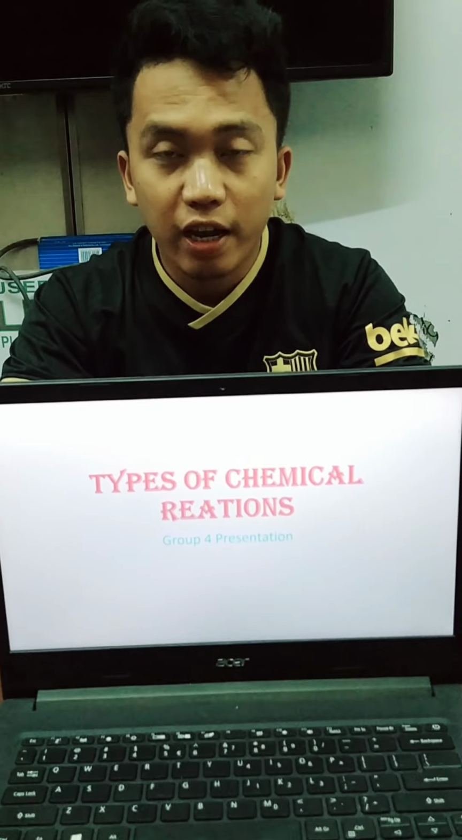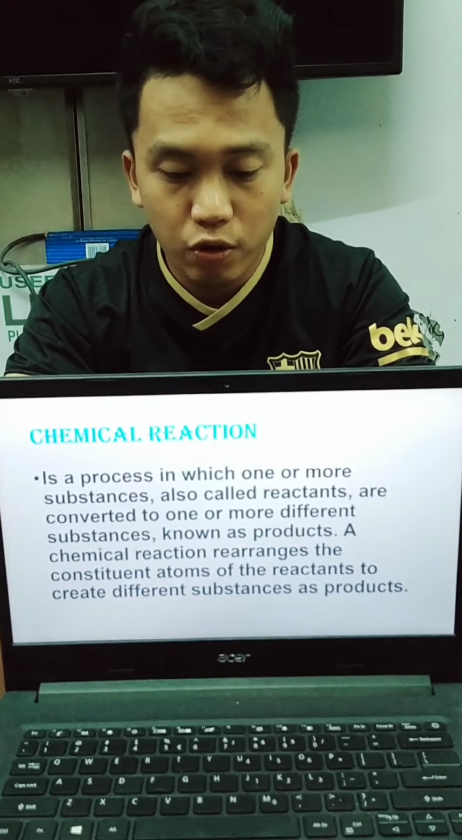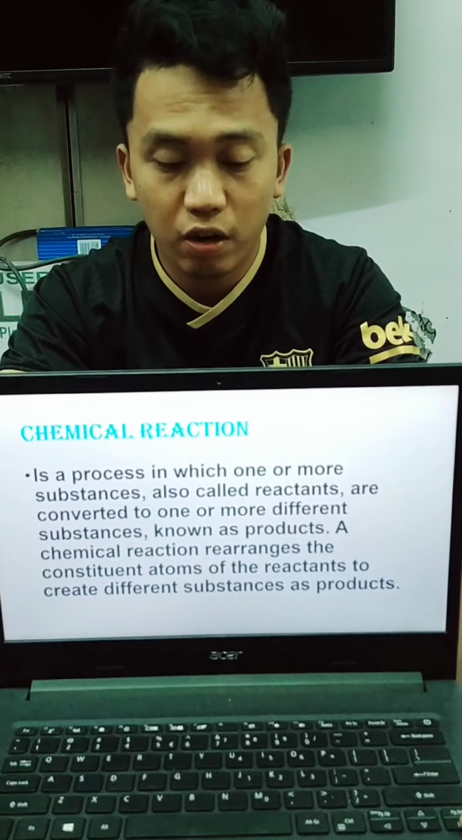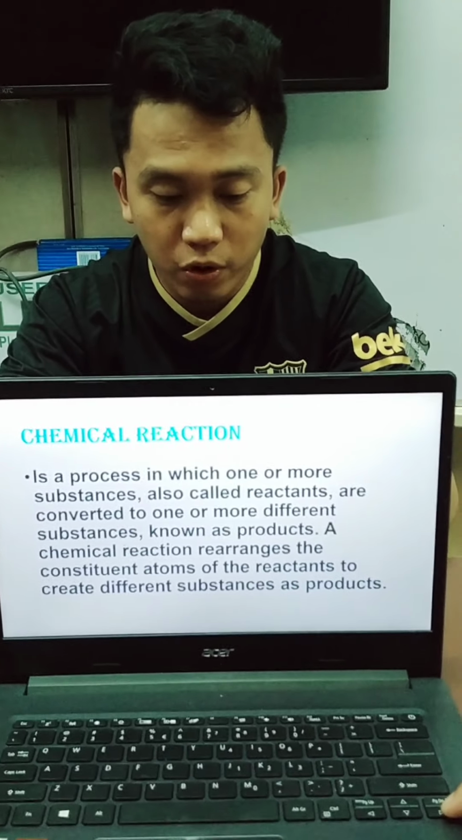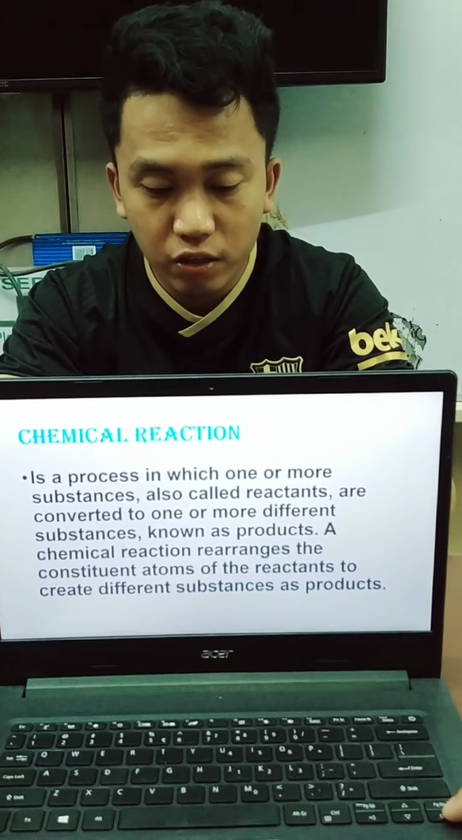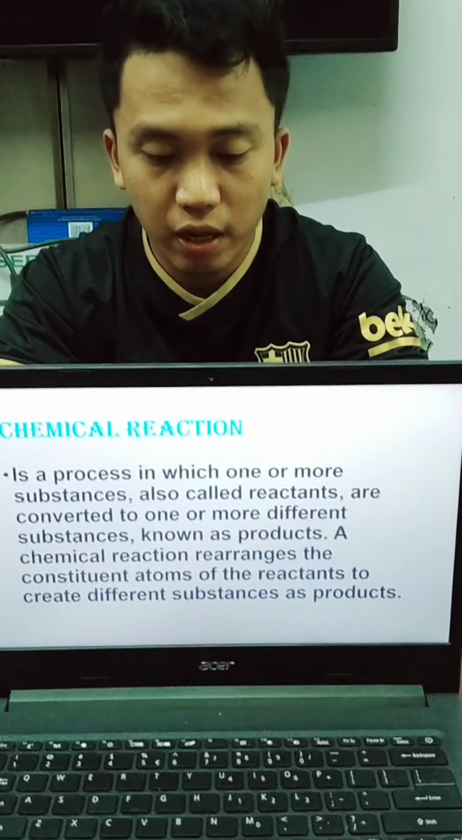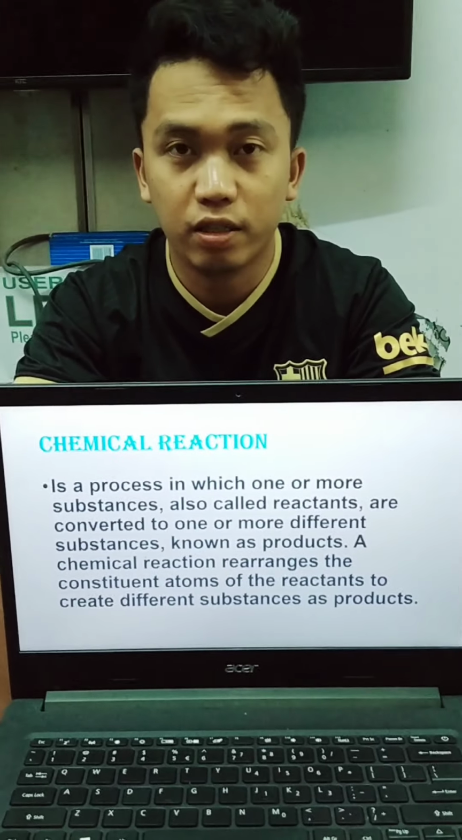Types of chemical reactions. A chemical reaction is a process in which one or more substances, also called reactants, are converted to one or more different substances known as products. A chemical reaction rearranges the constituent atoms of the reactants to create different substances as products.